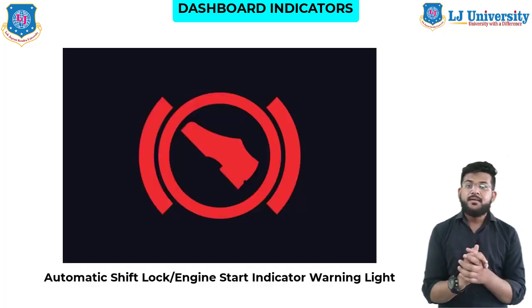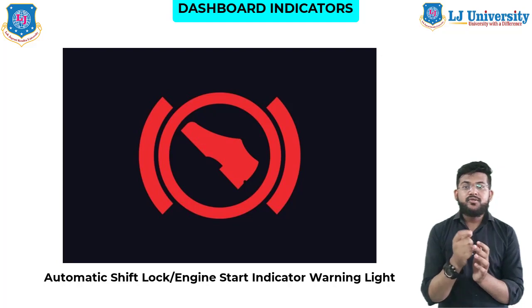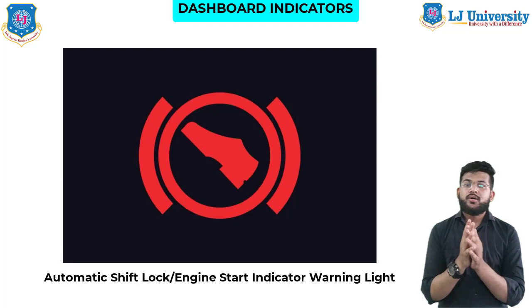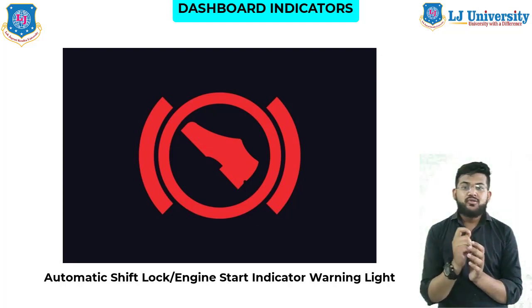Next is the automatic shift lock, or engine start indicator warning light. What does it mean? It means that the brake needs to be engaged either to start the car's ignition or to get it out of neutral. There are two kinds of transmission in cars: first is manual, second is automatic. Cars with manual transmission have a clutch that the driver needs to push each time he wants to shift gear.